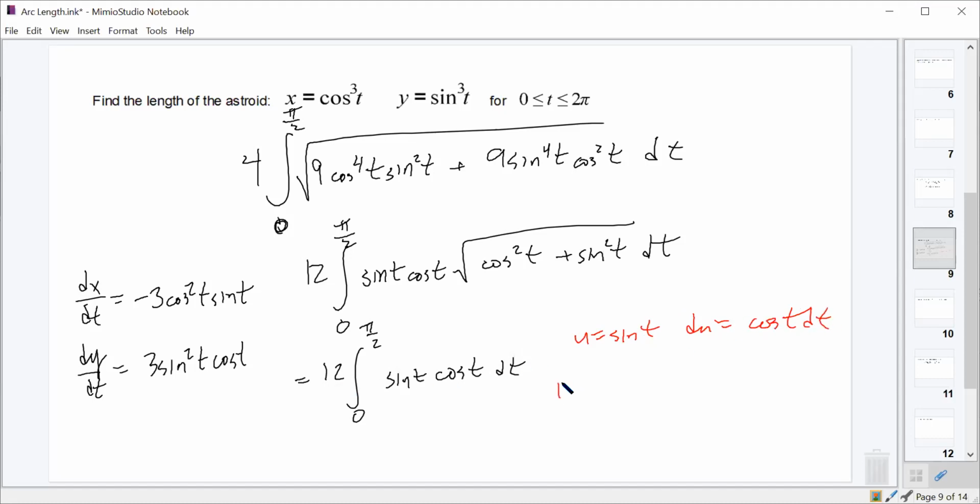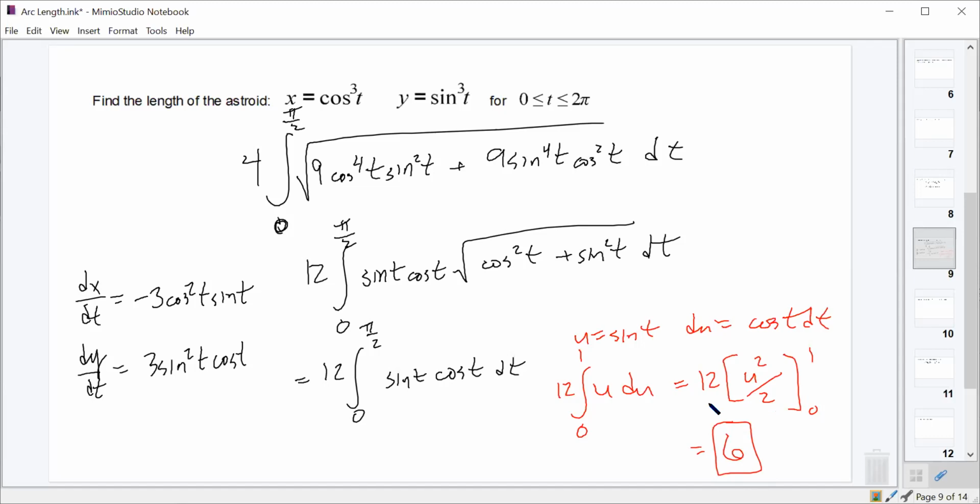So this is going to turn this into 12 times an integral from where to where? Sine of 0 is 0, and sine of pi over 2, like you just said, is 1. So from 0 to 1. And then it just becomes u and then du. So we've now got 12 times u squared over 2 from 0 to 1, which is what? 6. So there are 6 units of length to this asteroid.